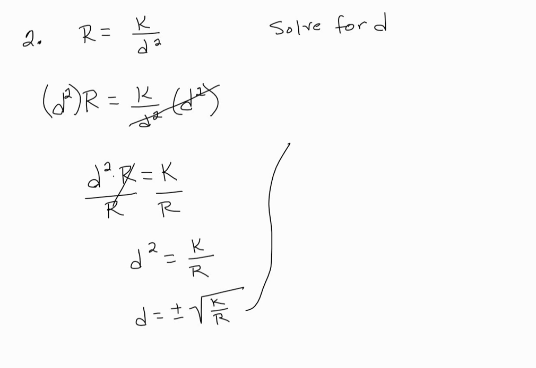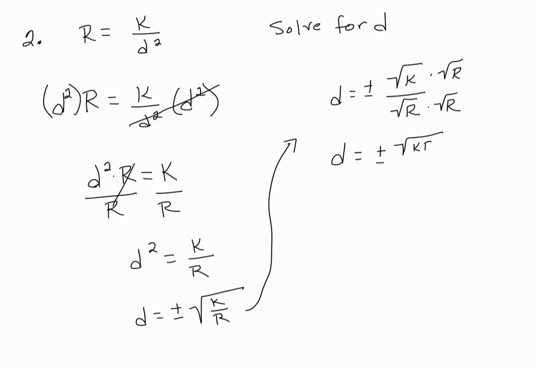I'm running out of room, so I'm going to come up here. And I'm going to rewrite this as the square root of k divided by the square root of r. And then that will allow me to rationalize my denominator. So I have positive and negative the square root of kr divided by r.